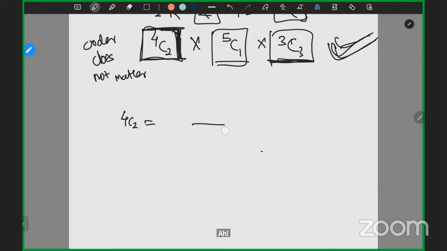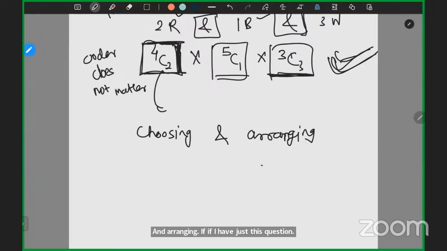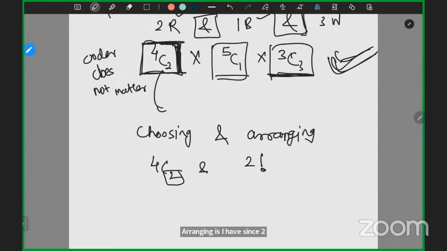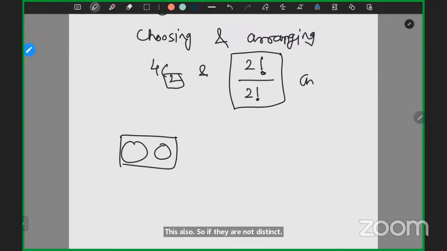Okay. So I got the point. See, choosing and arranging. If I have this question, then I will first choose it. Choosing is very easy: 4C2. Arranging: since I have two items, I can arrange them in 2 factorial ways. Correct? And since they are the same, if they are not distinct, then I need to divide it as well, right? So this is my arranging part, and this is my choosing part.